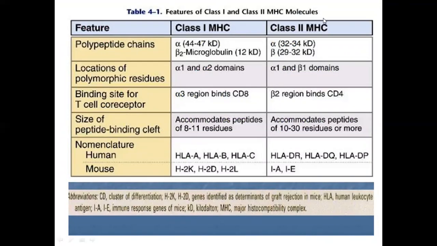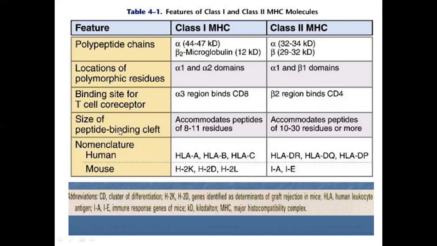For class 1, the polypeptide chains are alpha, which is 44 to 47 kilodaltons, and beta 2 microglobulin, which is 12 kilodaltons. For class 2 MHC molecules, alpha is 32 to 34 and beta is 29 to 32 kilodaltons. The polymorphic residues are located in the alpha 1 and alpha 2 domains in class 1; in class 2, they are in the alpha 1 and beta 1 domains. For binding sites, the alpha 3 region binds CD8 and the beta 2 region binds CD4.